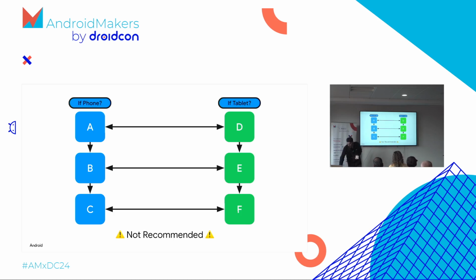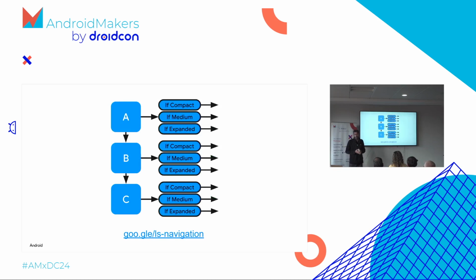So a recommended approach is to keep the same navigation logic, the same navigation graph, and then at each destination, you just show different content depending on the window size classes. You can learn much, much more. I mean, I'm not talking about all the nuances about navigation, but you can learn more at the link below.